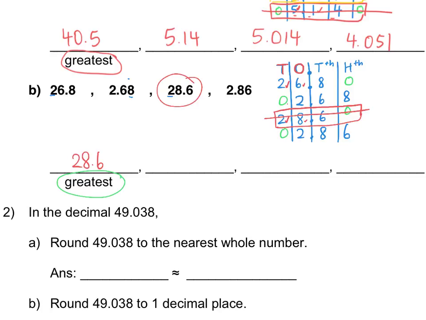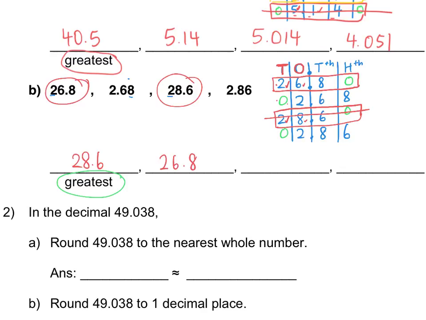Let's go on to the next greatest decimal. Same thing, we compare starting from the greatest place value, the tens place. Between 2 and 0, which is greater? 2 is greater. So we have found our next greatest decimal. That will be 26.8. Remember not to include the 0 because there is no 0 in the question.